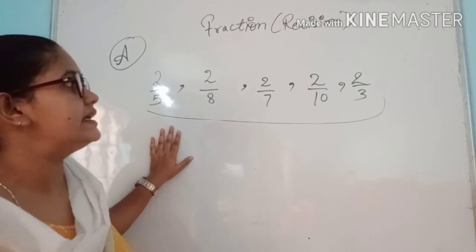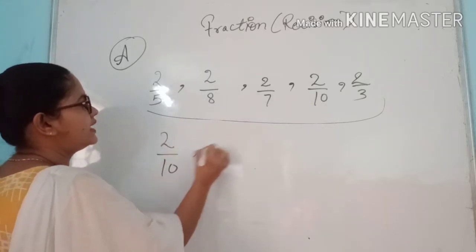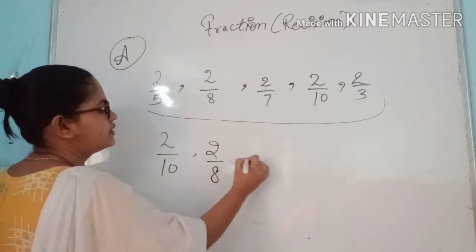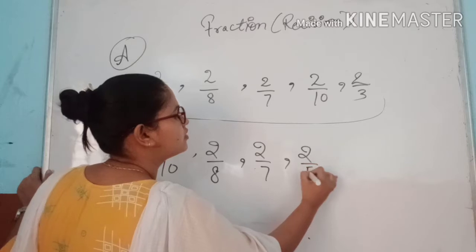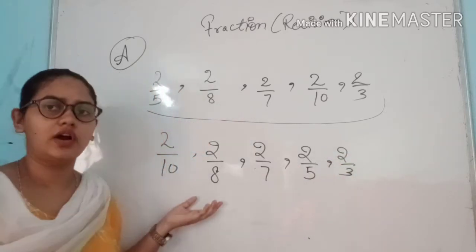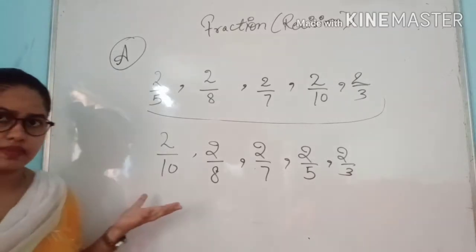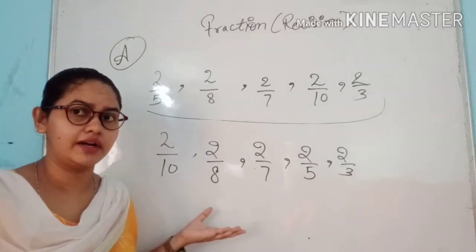Now which one is the greatest one? 2 by 10. So 2 by 10, 2 by 8, 2 by 7, 2 by 5 and 2 by 3. So this one is our ascending order for denominators, where the denominators are different.